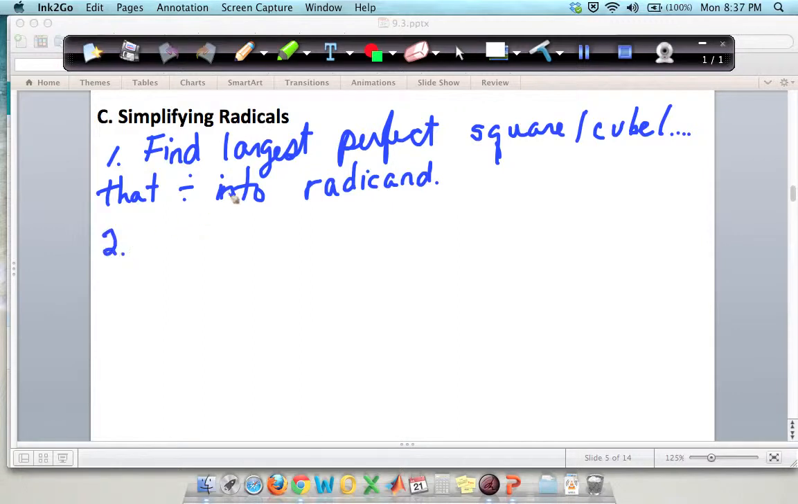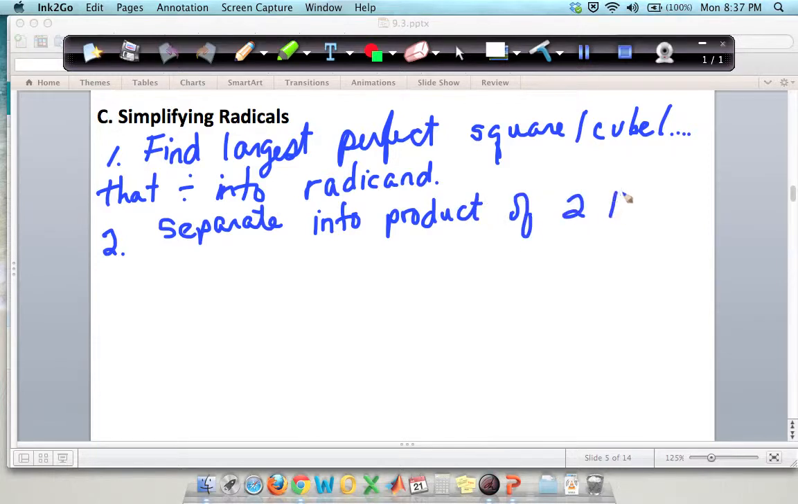The second thing you want to do is, once you find the two numbers, let's say, for example, you have the square root of 50, 25 times 2 is 50. You want to separate your radicand into the product of these two numbers that you just found, that multiply to give you that radicand. Once you do that, you can simplify that perfect square or perfect cube that you found.